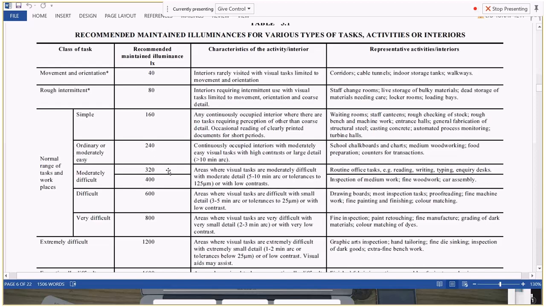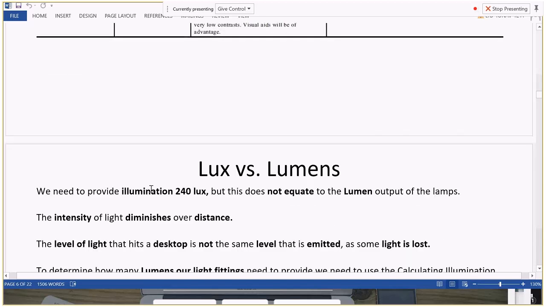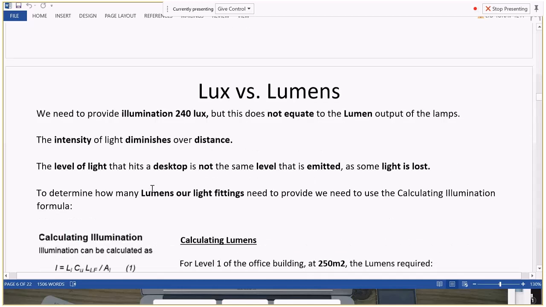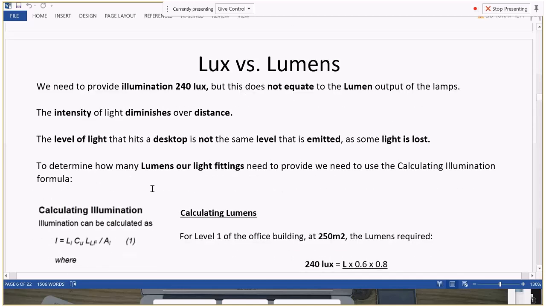This is expressed in lux. We'll go into that in a minute. So I'd say for our office space, routine office tasks, reading, writing, typing, etc., we'll want 320 lux at the desktop. Now, how do we get lux out of lumens? That's all explained on the next bit.